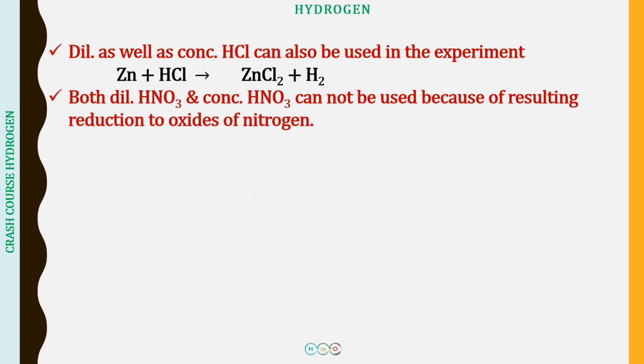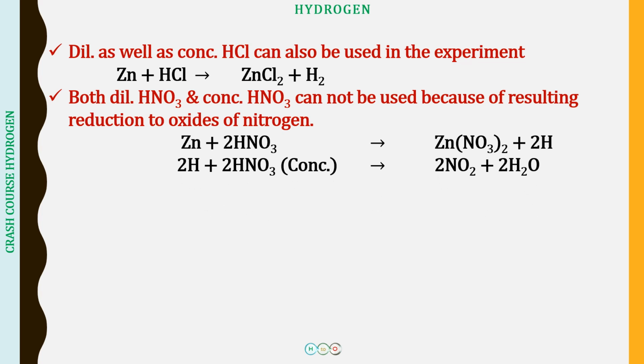Concentrated or dilute HNO3 cannot be used because of the reduction to the oxides of nitrogen. So you can see when zinc reacts with HNO3, it produces zinc nitrate and nascent hydrogen. This nascent hydrogen on reaction further with acid forms NO2 plus water when it is concentrated HNO3, and when it is dilute HNO3, it forms NO plus water.